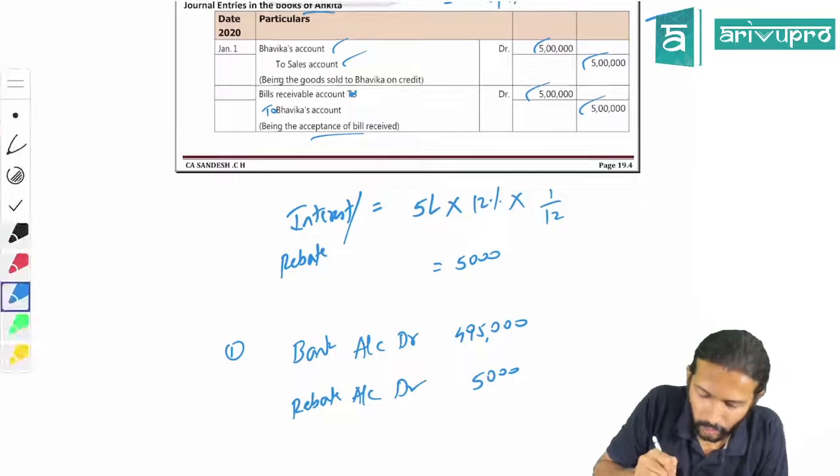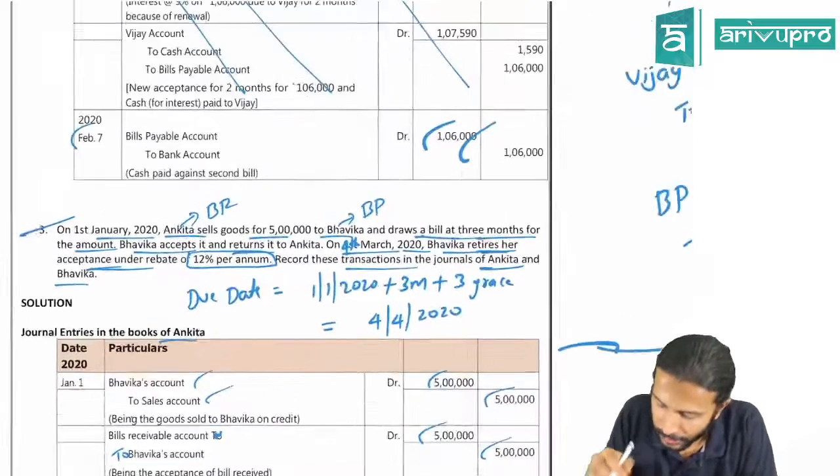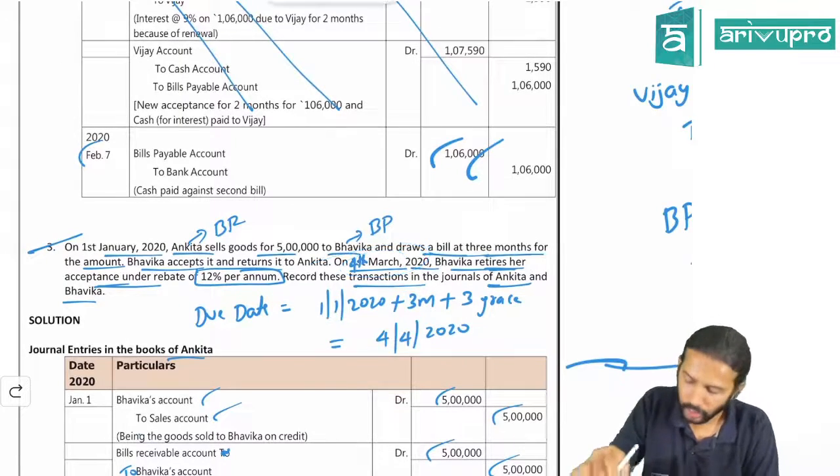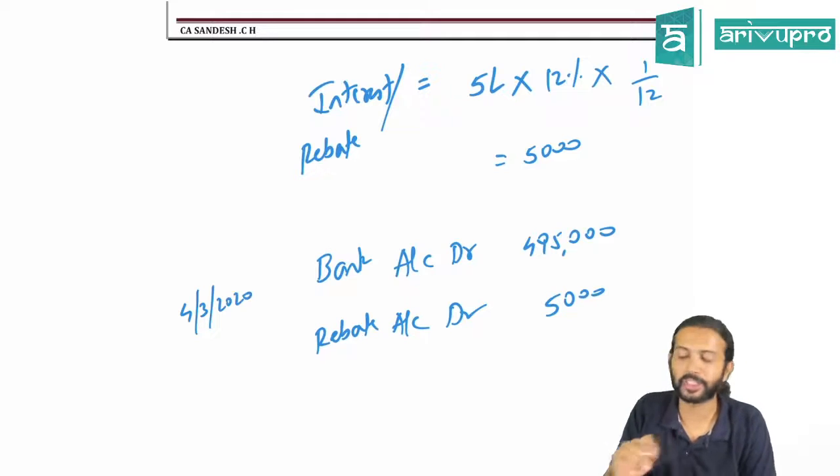Somebody is asking on which date? Okay, I'll write the date here. Which date do you think it will happen? Which date did she pay? Bhavika paid on which date? 4th March. So that means you need to pass this particular entry on 4th March 2020.